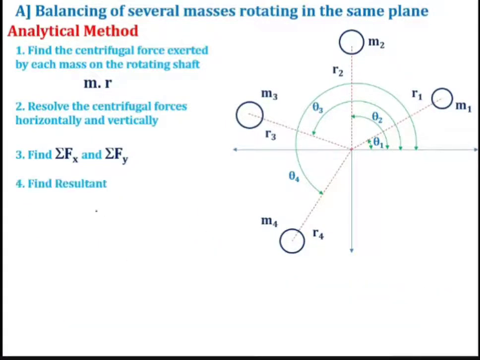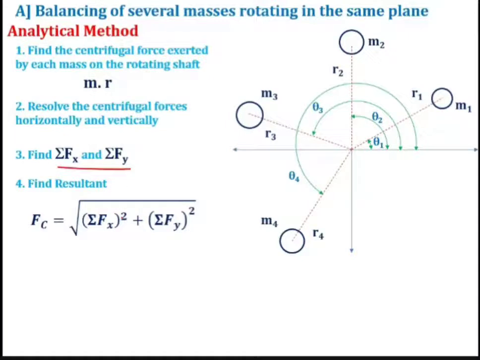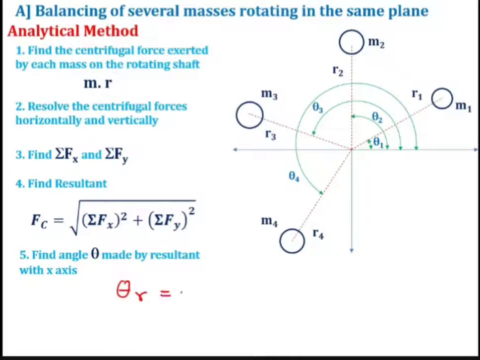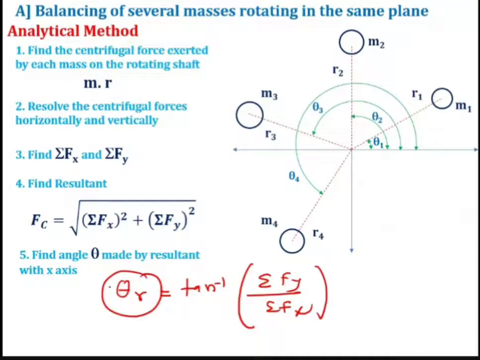Third step, then find the resultant. The resultant is given by the square root of summation of Fx square plus summation of Fy square. Okay. Once you find the resultant, you can find the angle made by the resultant with the axis. The resultant angle theta r is equal to tan inverse of summation of Fy upon summation of Fx. So from this I will get the resultant angle theta r. Once you get theta r, then theta r plus 180 degrees will be the angle theta of the balancing mass.